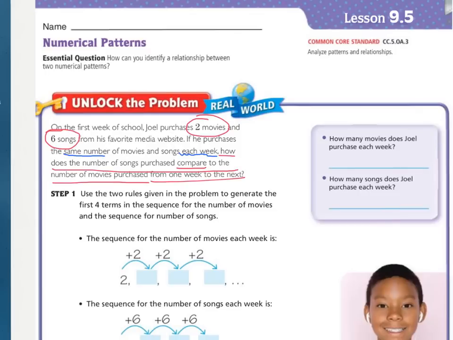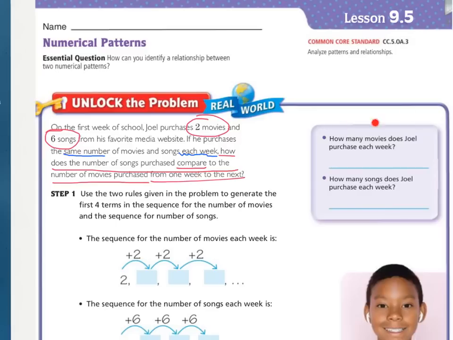You should have underlined basically the last part of the sentence: how does the number of songs compare to the number of movies from 1 week to the next? Circled 2 movies and 6 songs. And then I used a different color for same number each week to show that it's going to be a repeated thing between each of them. So it's going to be the same number repeated over and over.